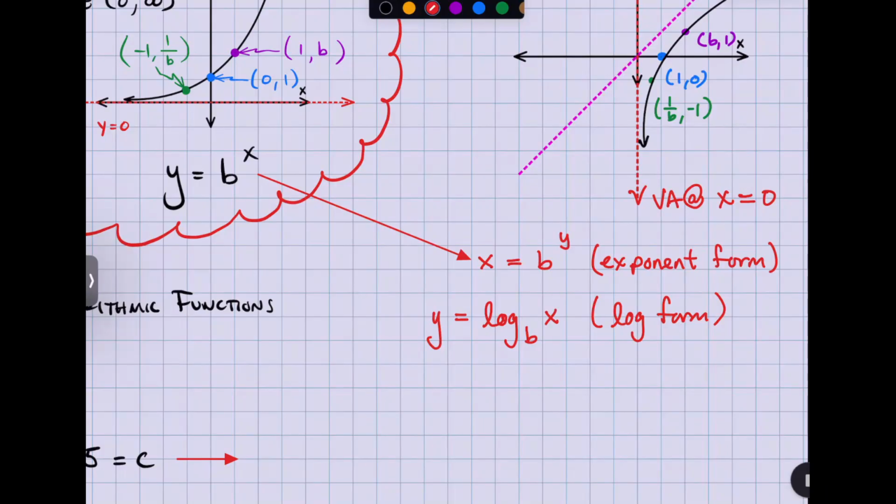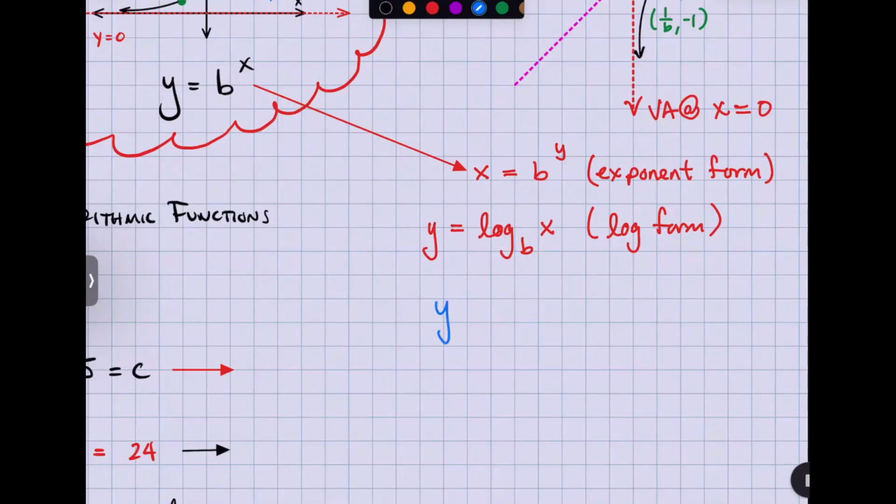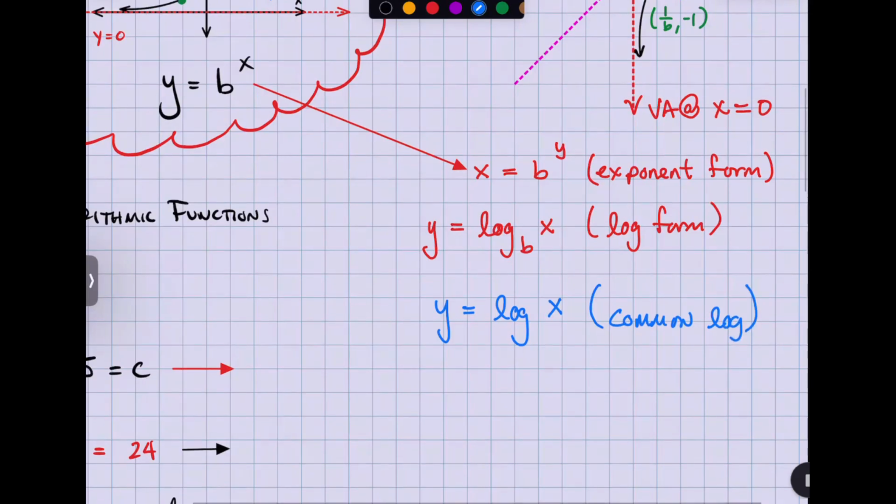So remember one thing. This is called the base, that's raised to a power. And this is also called the base. So in both of those forms, b is still the base. Now, there are other log forms that you're going to see. You're going to see this. This is called the common log.